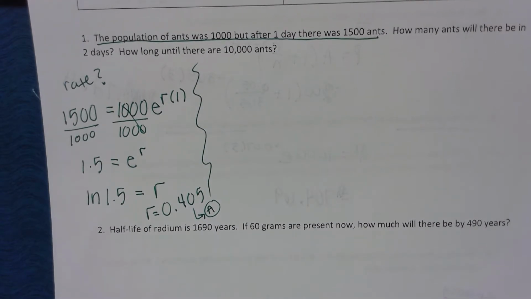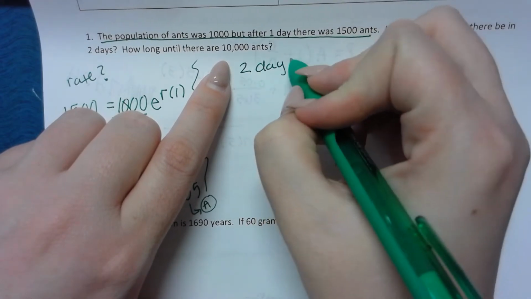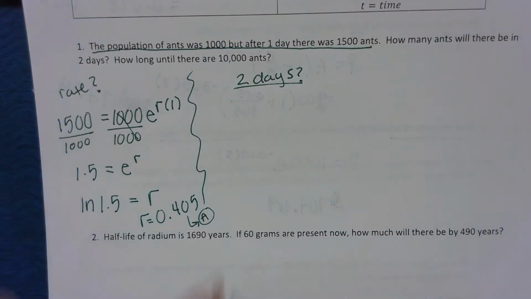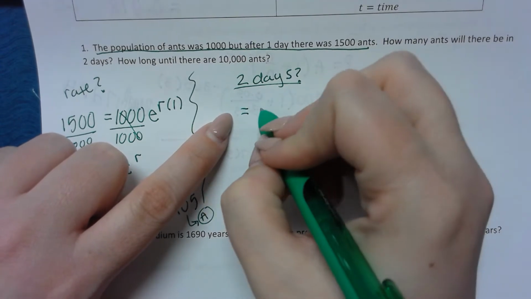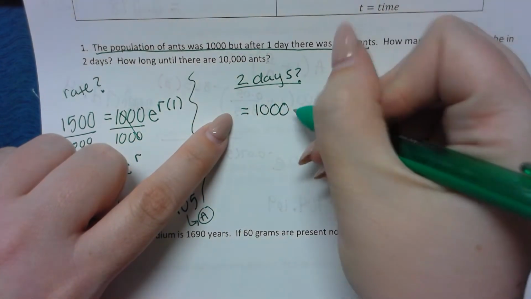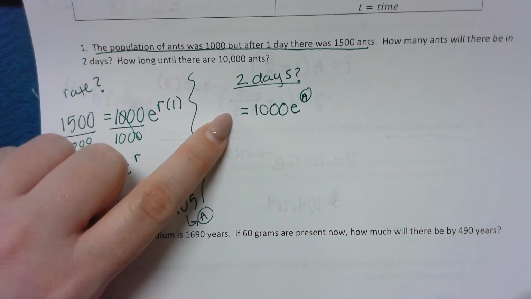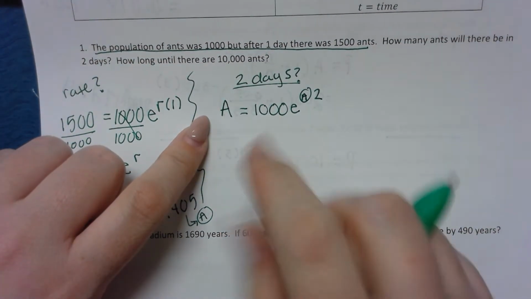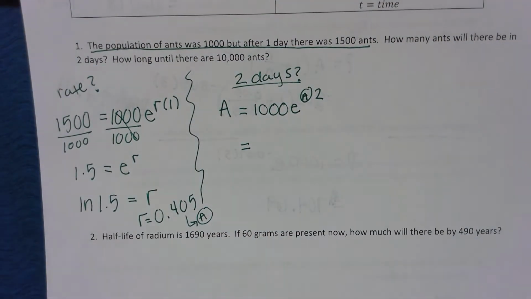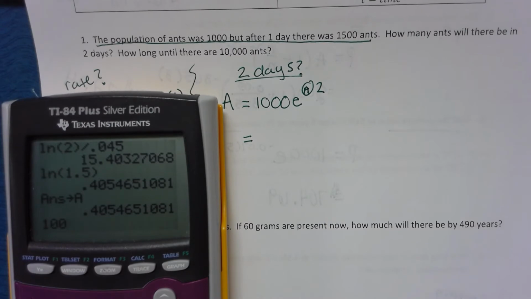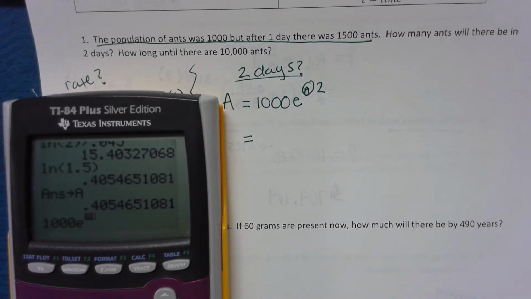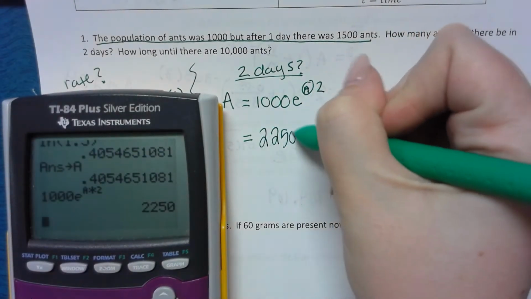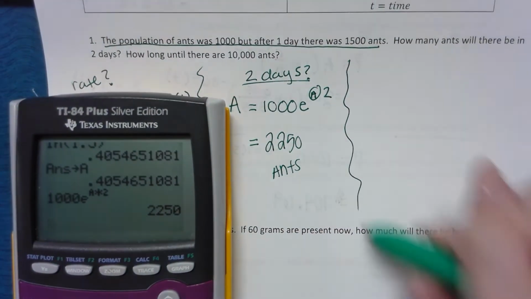So now we need to figure out how many ants will there be in 2 days. So in 2 days, I don't know how many I'm going to have, but I know we're starting with 1,000. I know the rate now, I stored as A, and I know the time is 2 days. That's what I'm trying to figure out. How many do I now have? So let's go ahead and plug that into our calculators. 1,000 e to the A times 2, right? Because we stored the rate as A. So we're going to have 2,250 ants in 2 days. That's a lot of ants.